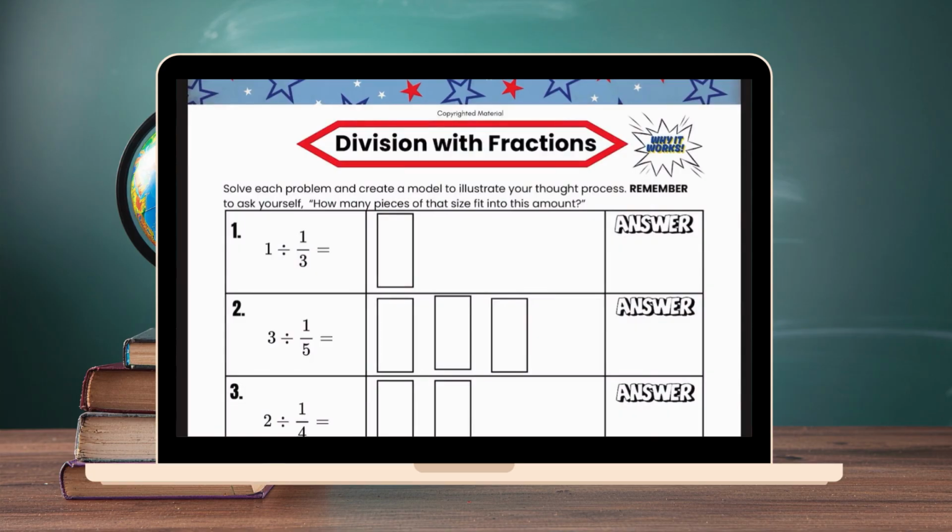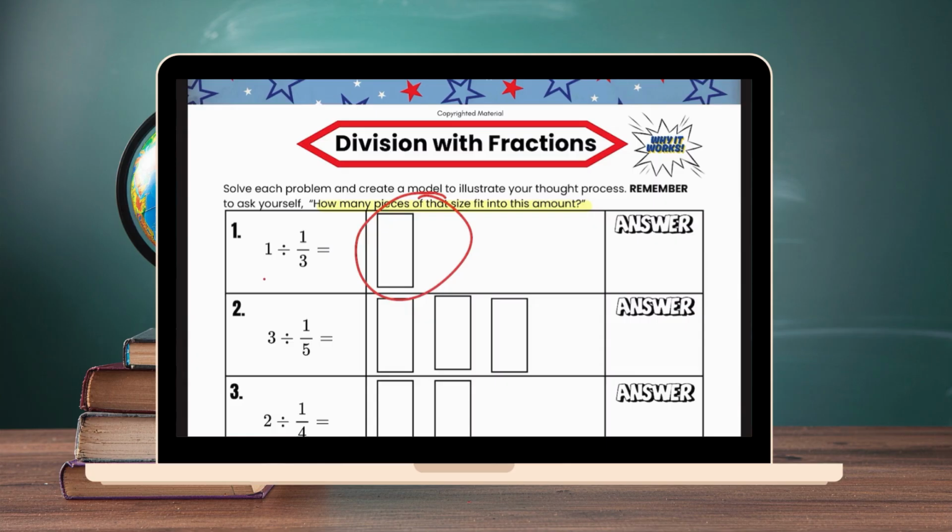Okay, let's look at our first example together. We're going to solve each problem by dividing, and right now we're dividing whole numbers by fractions. So we see our first problem is 1 divided by 1/3. So we have 1 whole here representing our 1, and then we're going to divide it into the size of a third. Remember, we're asking ourselves how many pieces of that size fit into this amount.